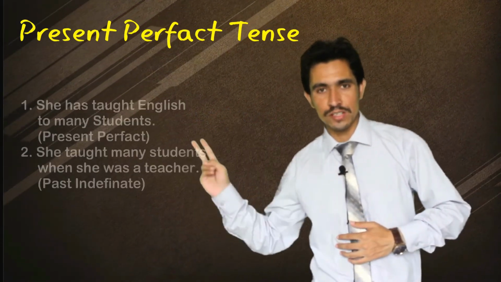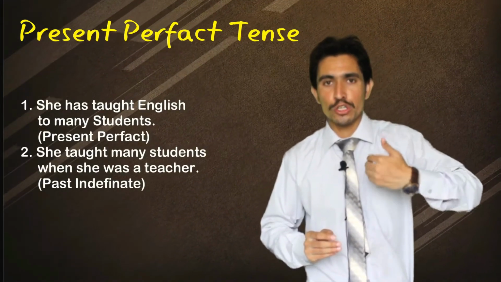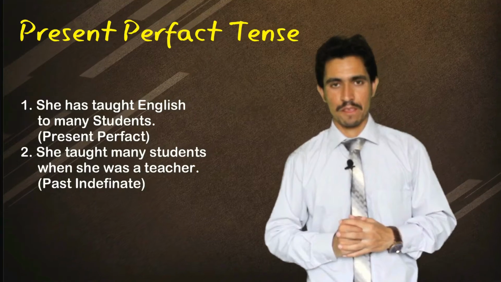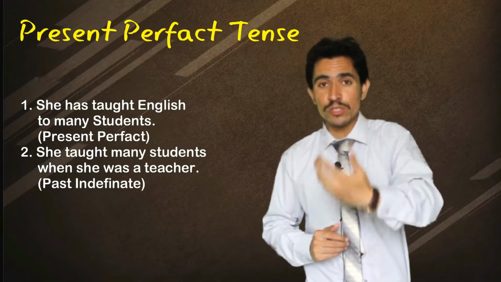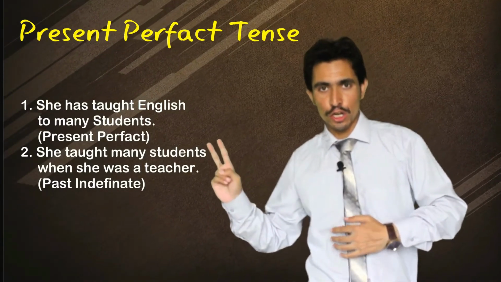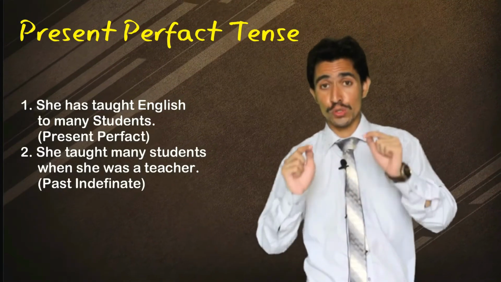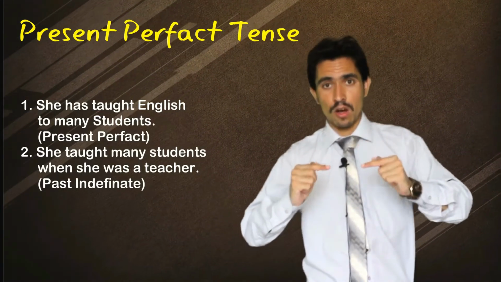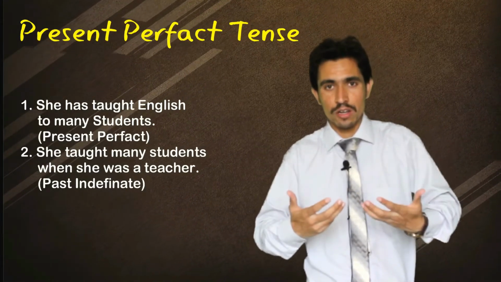Look at these 2 sentences. She has taught English to many students. She taught many students when she was a teacher. Both these sentences show experience. The first sentence shows her experience of teaching. Of course, she is a teacher.